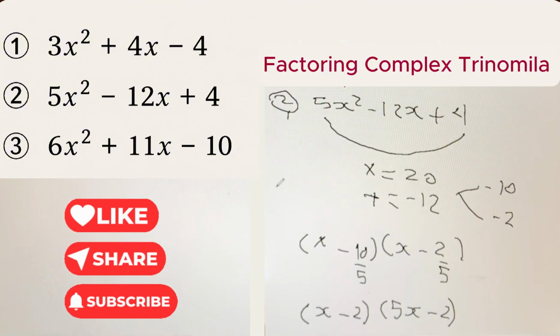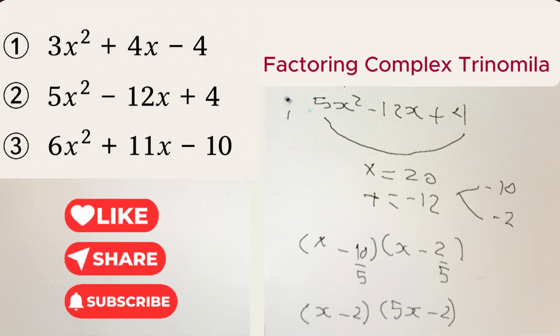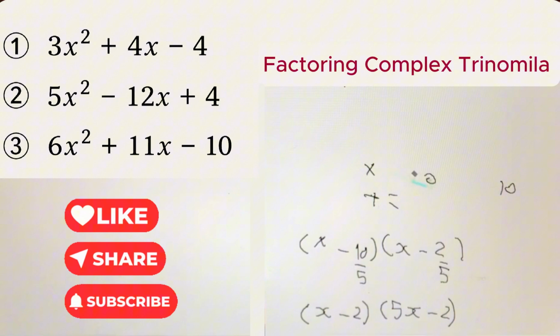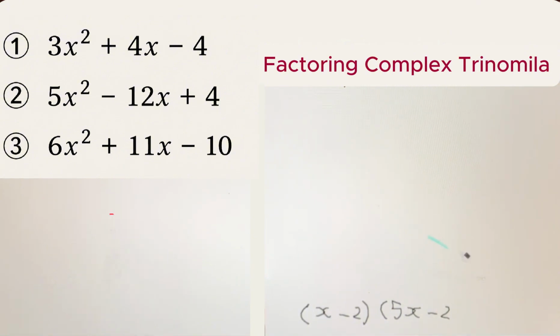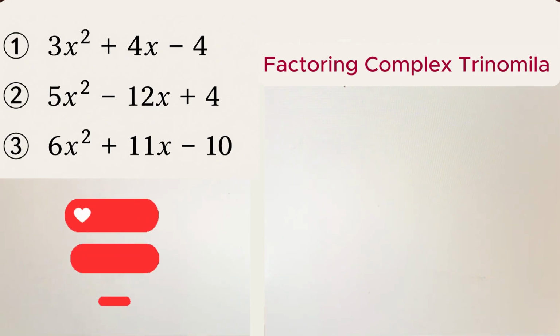Now it's your turn. Try question number 3 on your own. 6x squared plus 11x minus 10. Pause the video and see if you can factor it using this faster method. Once you're done, check your answer by foiling your two binomials. If your result comes back to 6x squared plus 11x minus 10, you nailed it.